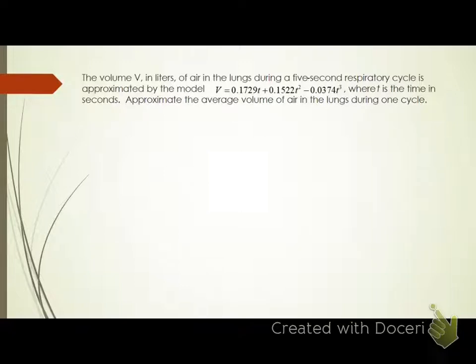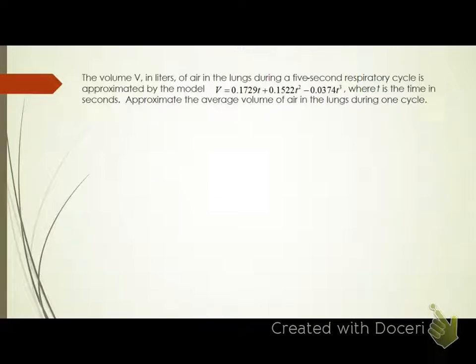The volume V, so this is, look, I can already see it's a calculator problem. The volume V, how do I know that? Look at the function. You guys want to take the antiderivative of that? Okay, the volume V in liters of air in the lungs during a 5-second respiratory cycle is approximated by this volume, where t is the time in seconds. Approximate the average volume. What are you going to do?